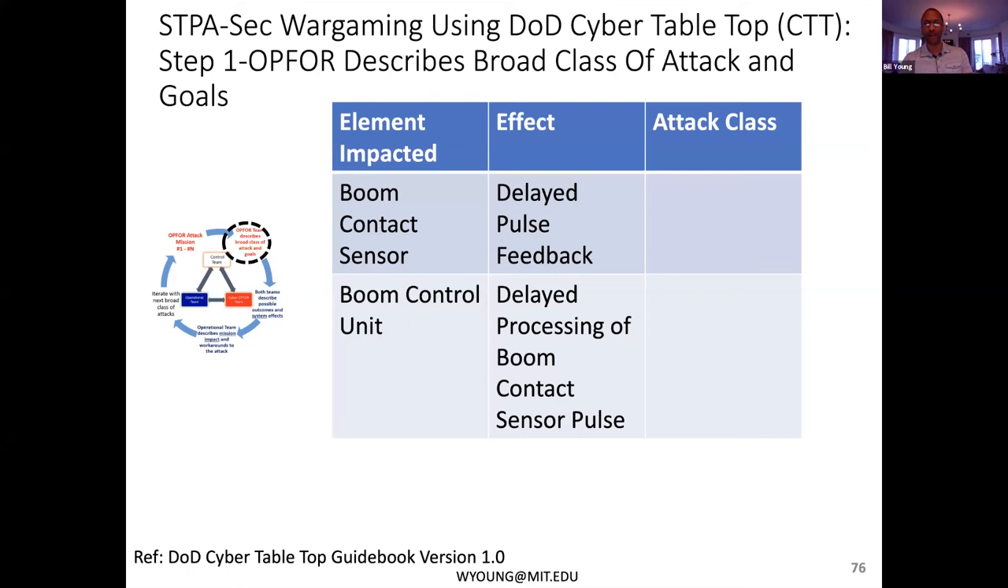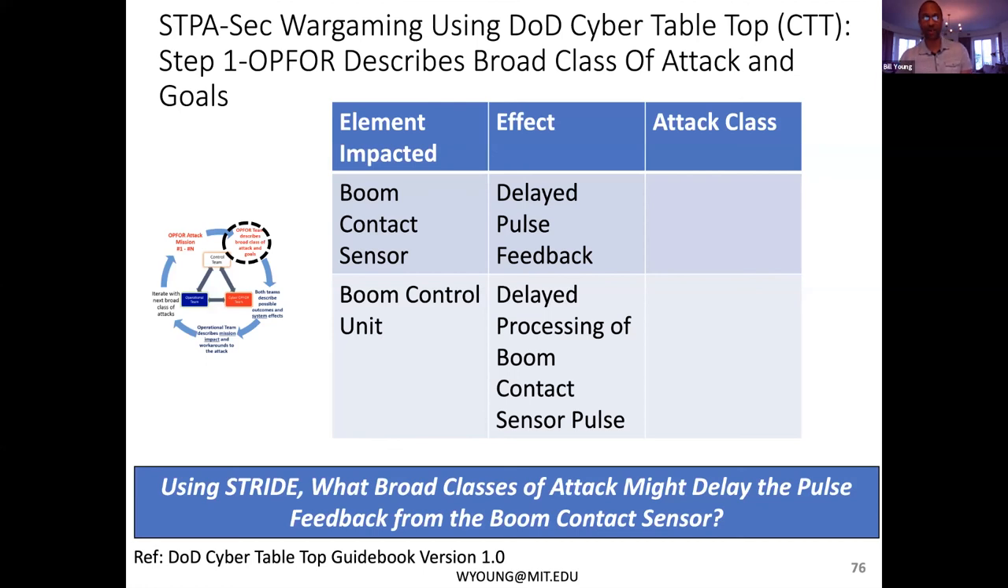So let's move on. So you've got the element impacted, the effect. Now can we figure out our attack class? So one more, using STRIDE, what broad classes of attack might delay a pulse, might delay the pulse feedback from the boom contact sensor?